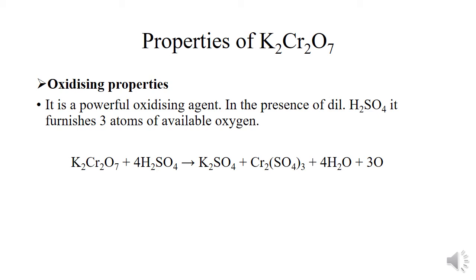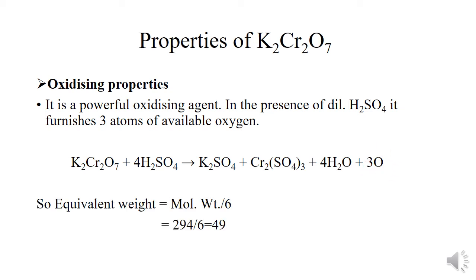It is a powerful oxidizing agent. दैट इज दी जो पोटेशियम डाइक्रोमेट है वो क्या है? वेरी स्ट्रॉन्ग ऑक्सीडाइजिंग एजेंट है. That is, in the presence of dilute sulfuric acid, one molecule of potassium dichromate furnishes 3 atoms of available oxygen, which is indicated by this equation. कि जो one molecule होगा potassium dichromate का, कि जैसे हम इसको dilute sulfuric acid के साथ react कराएंगे, it furnishes the 3 atoms of available oxygen, which helps in the oxidation process.